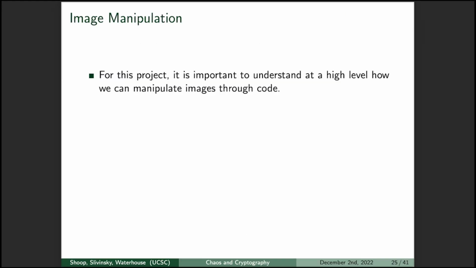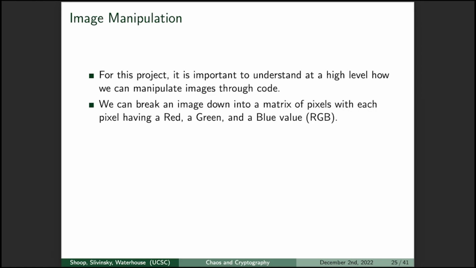For this project, it is important to understand at a high level how we can manipulate images through code. Using a programming environment like MATLAB, we can import the image and break it down into a matrix of pixels, with each entry in the matrix having a red, green, and a blue component. These components are in the range 0 to 255, with only integers allowed. This is commonly called the pixel's RGB value.